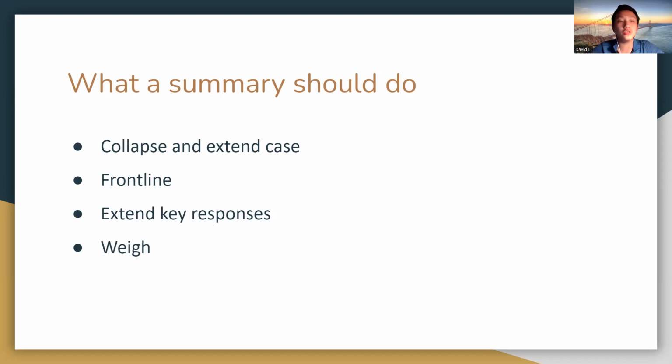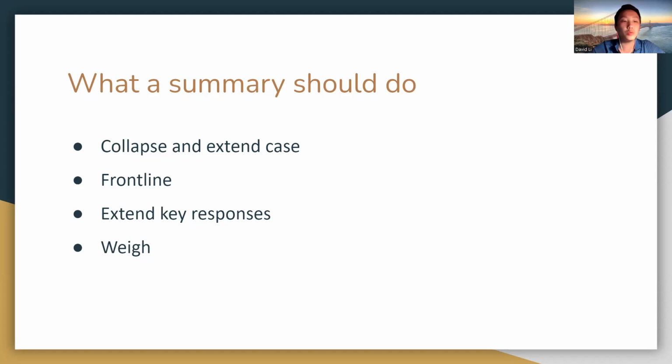Following the step of extensions, you also have to do what we call frontlining. In this case, frontlining is just defending that argument. For example, if I want to collapse on argument C, my opponent reads 4 responses on argument C, the frontlining would be me responding to each of the 4 responses that my opponents make on argument C.